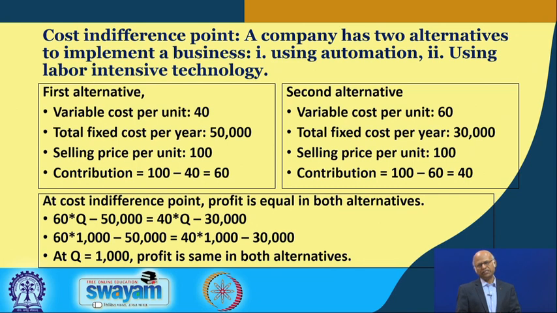Now, suppose your sales prediction is about, say, 500 or 700 units, obviously you should go for low technology or low capital cost model, and for anything above 1000 you should go for capital intensive or automatic model.